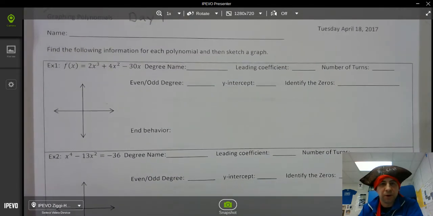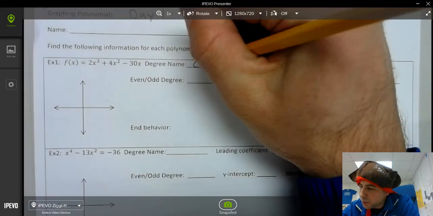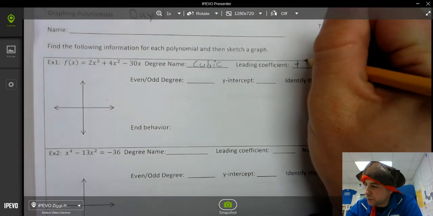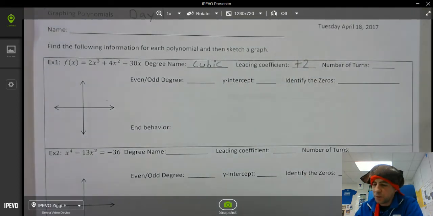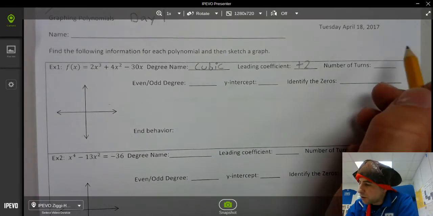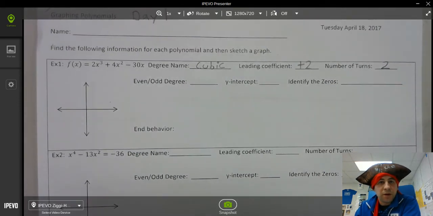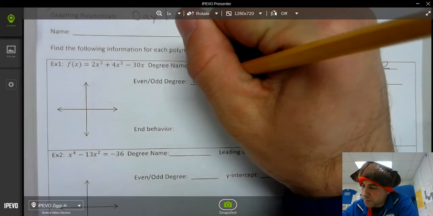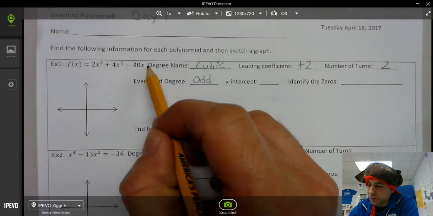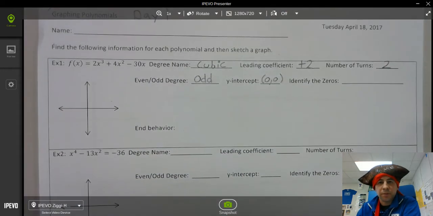All right, so let's look at example number 1. Okay, so the degree name. So it's 2x cubed, so the degree name is cubic. Okay, the leading coefficient is a plus 2, a positive 2. Okay, the number of turns, and I'm going to look at my notes to make sure I said it right, is 1 less than degree, so the number of turns is 2. Okay, it's an odd degree. Now the y-intercept is the constant, and in this case the constant is plus 0, so the y-intercept is 0, 0. Okay.